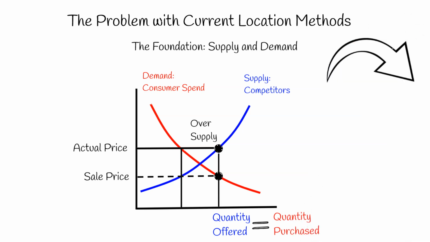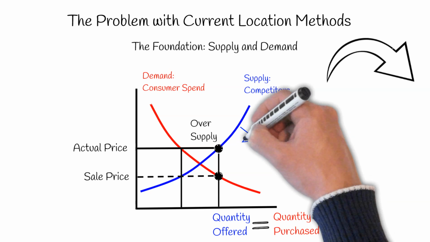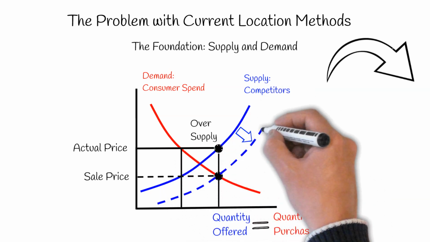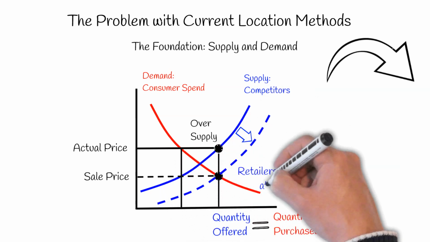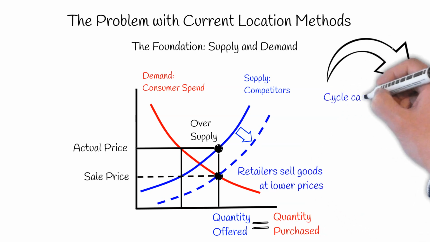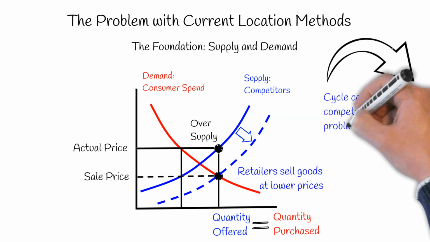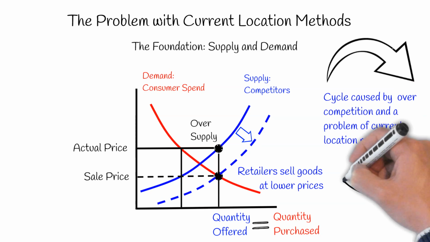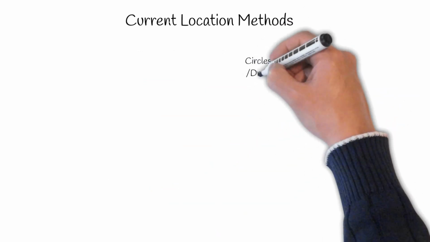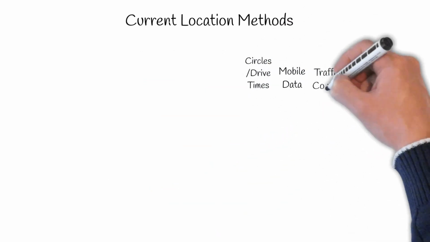The problem is that the retail supply curve needs to temporarily shift to the right during the sale. That is, retailers end up selling too much of their goods at lower prices. It's a cycle too often caused by overcompetition and a major problem of current location methods. Let's take a look at how this happens for some of the best current methods.